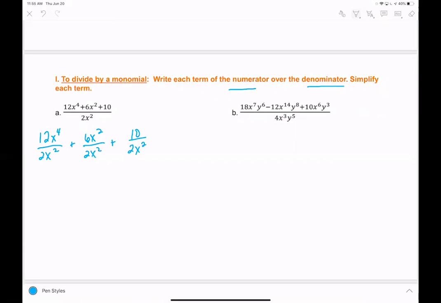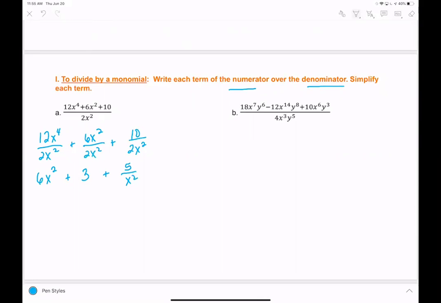Once you set this up, you're going to use the rules of exponents to simplify each term. We're dividing, so we divide 12 and 2. And when we're dividing like bases, remember you subtract exponents. So that's 6x squared. For the second term, we're going to get 3. The x squared and the x squared, if you use the subtraction of exponents, you get 0. Remember, that's just 1, so the x's go away. And then this one, 10 divided by 2 is 5. Well, we can't do anything with the x squared, so we leave it in the denominator.